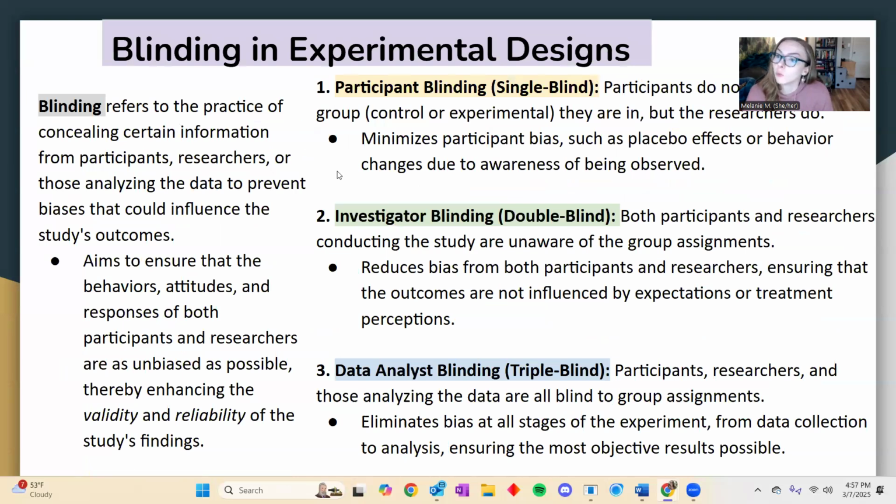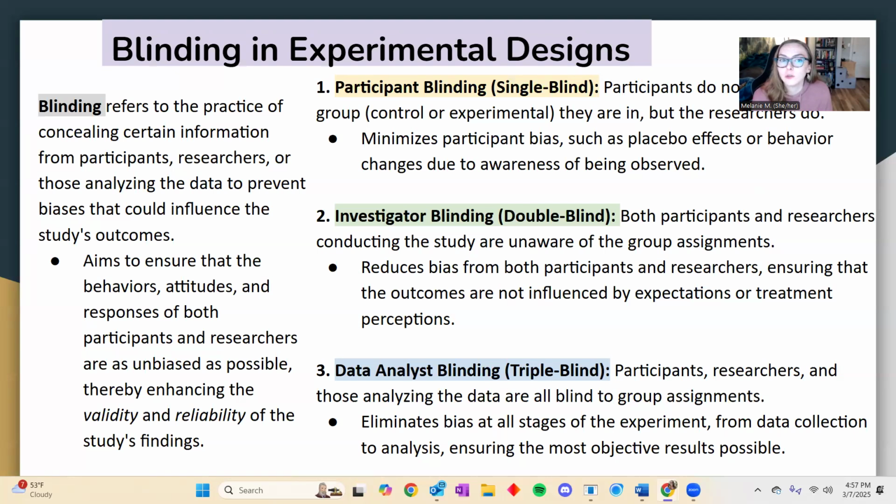Another really, really strong approach when possible is called blinding. This is a practice of concealing certain information from participants or researchers or both to lessen the chance of bias or sway in analytical results. So by the blinding process, we are trying to assure that the behaviors, attitudes, and responses of both participants and researchers are as unbiased as possible. We're trying to take the human element out of it.